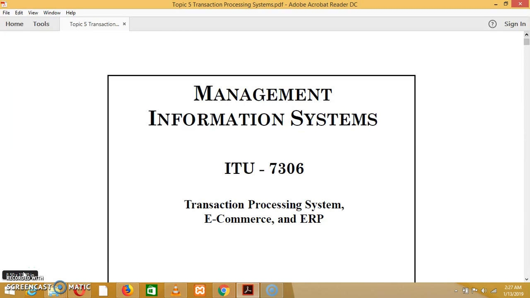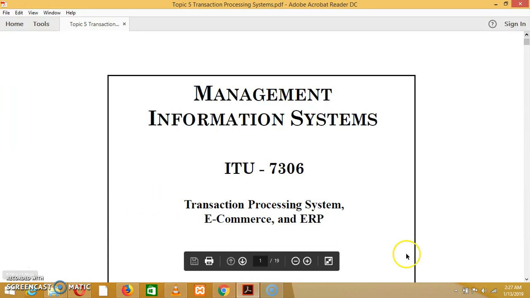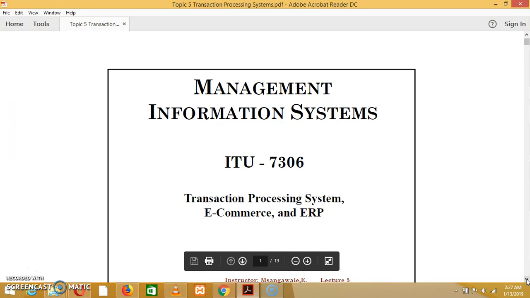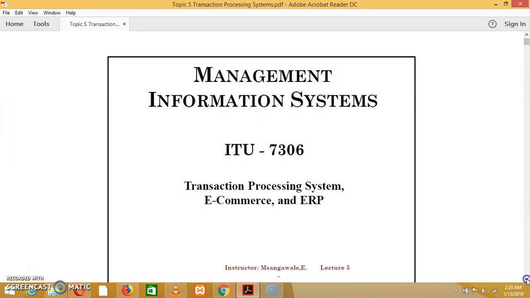Now we're going to learn about the transaction processing system. As I said, in any business or organization there are several types of information systems that are computerized, and the transaction processing system is a computerized information system used to keep track of the elemental activities that are performed in the operation of the company.